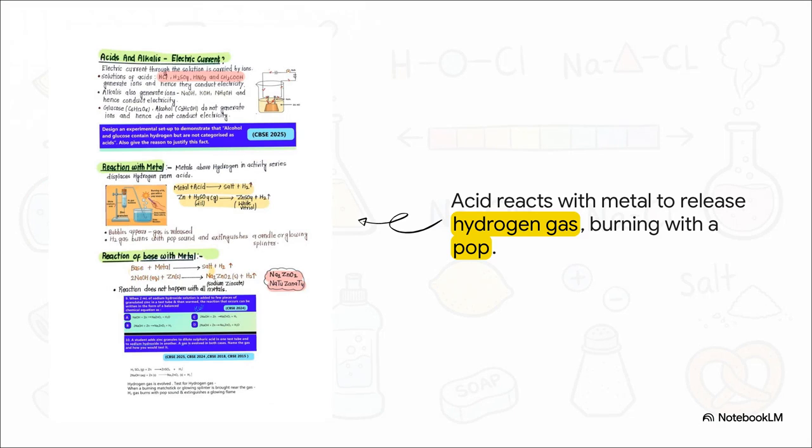When you take an acid, let's say dilute sulfuric acid, and react it with an active metal like zinc granules, you don't just get a new compound. You get a very specific gas. Bubbles form, releasing hydrogen gas into the air. And if you bring a burning match near it, it burns with this highly distinct pop sound. That little pop is your undeniable confirmation of hydrogen.